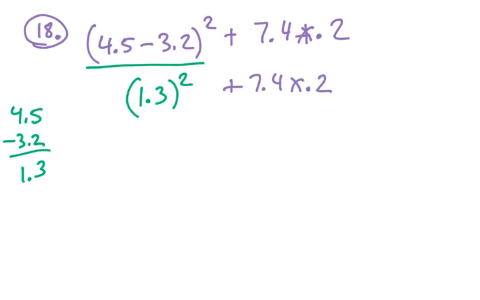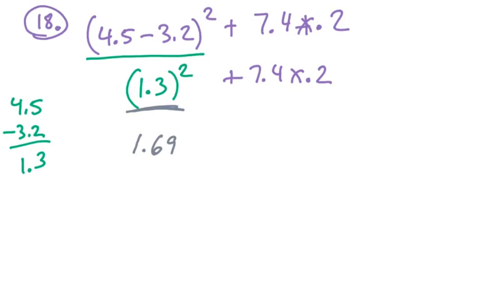Okay, so we did parentheses. Now what's next? Next should be exponents. So we're doing 1.3 squared. Now, I don't know if you remember, but in the very beginning of this course, we did talk about 13 squared, and 13 squared is 169. So this is going to become 1.69.